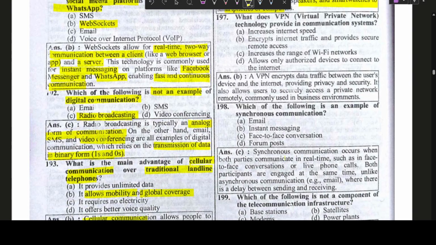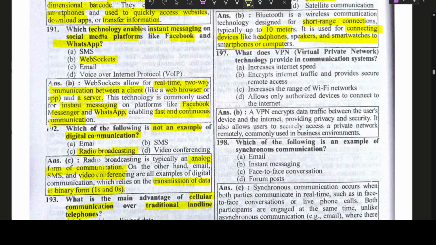What does VPN, virtual private network technology, provide in a communication system? It encrypts internet traffic and provides secure remote access. VPN encrypts data traffic between the user's device and the internet, providing privacy and security. It allows users to securely access a private network remotely and is commonly used in business environments.